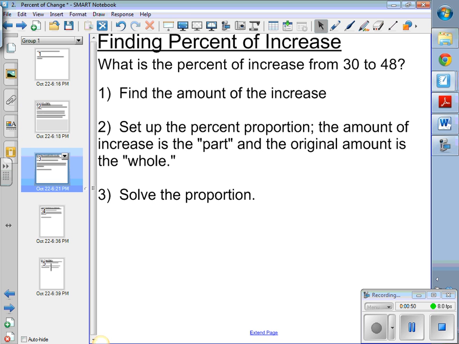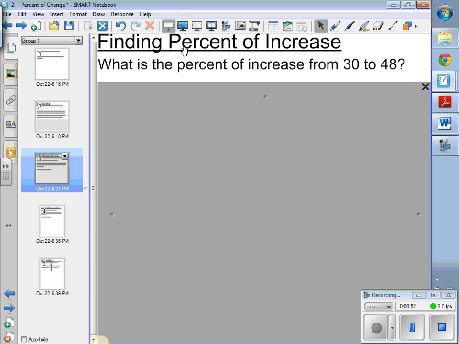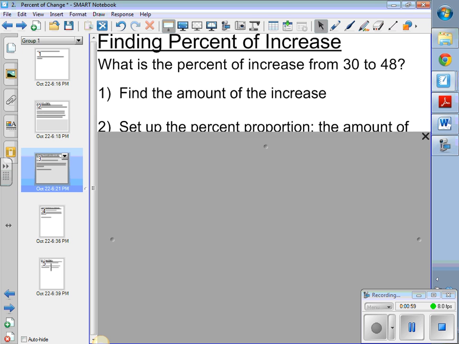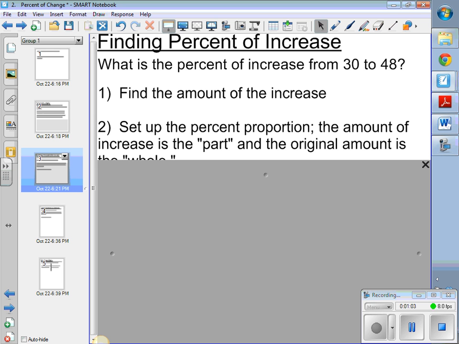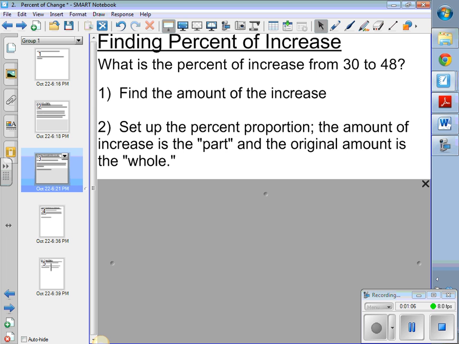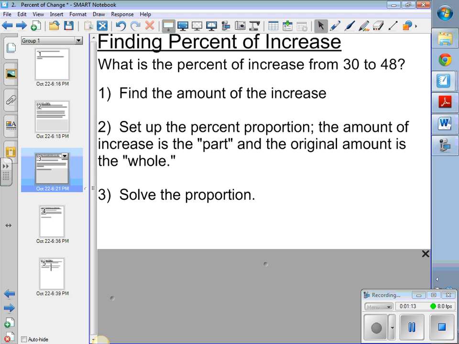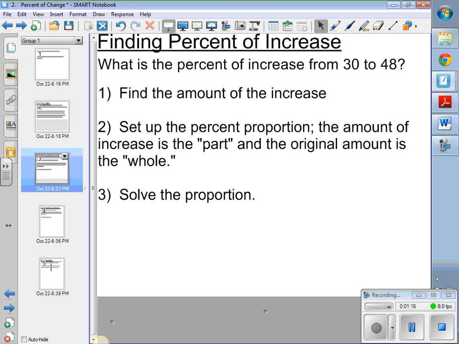Okay, finding the percent of increase. So what is the percent of increase from 30 to 48? We're going to find the amount of the increase. We're going to set up the proportion. The amount of increase is the part, and the original amount is the whole. Then we're going to solve the proportion. So the amount of the increase is the part.